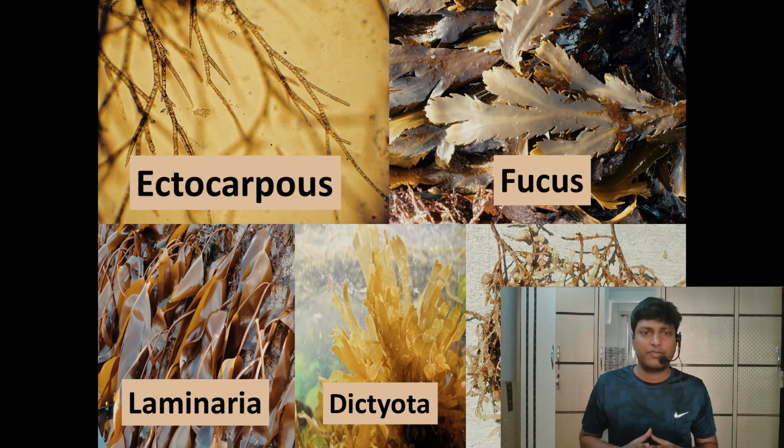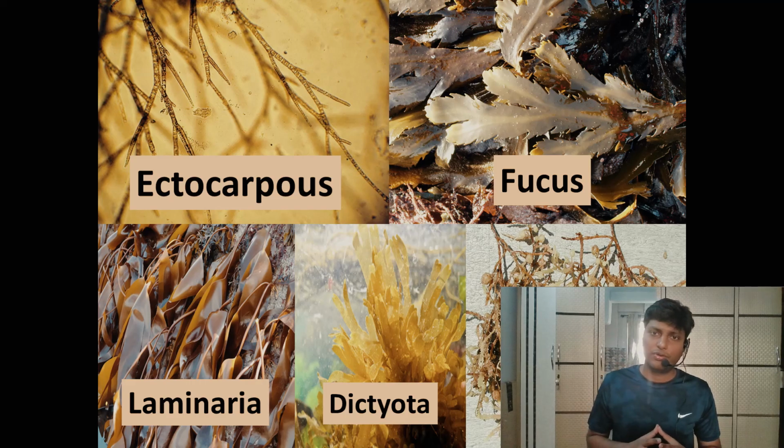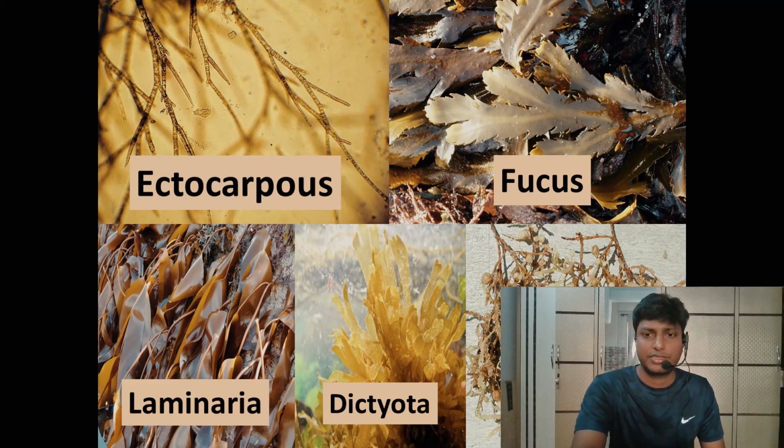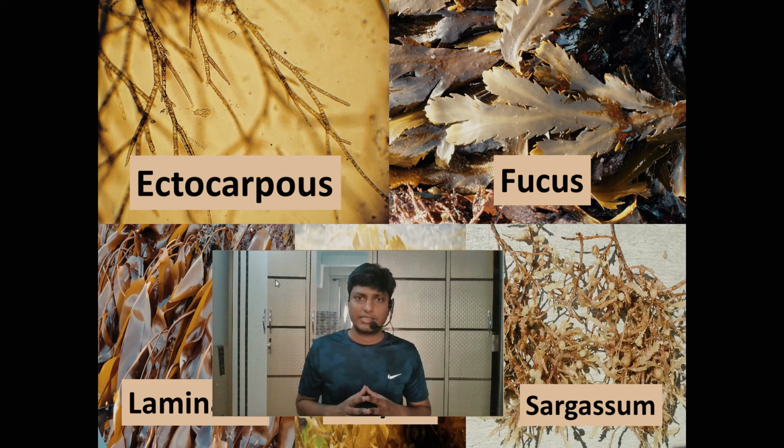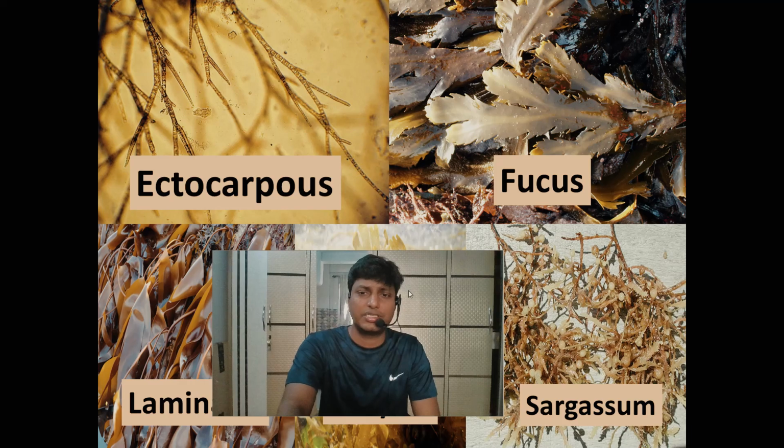The various different examples of brown algae, dear students, can be Ectocarpus, or Fucus. Sometimes it can be Laminaria, or even Dictyota, or sometimes Sargassum. So these are the different examples of brown algae, dear students, and please remember these examples.